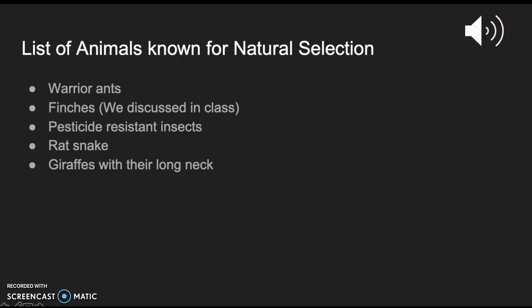In the next slide, I will be discussing animals also known for natural selection. These will include warrior ants, finches, which we discussed in class at one point, and pesticide-resistant insects, an example would be a cockroach, and we all know those things are impossible to absolutely get rid of. The next will be the rat snake, and then the giraffe. This is the giraffe with the long neck.